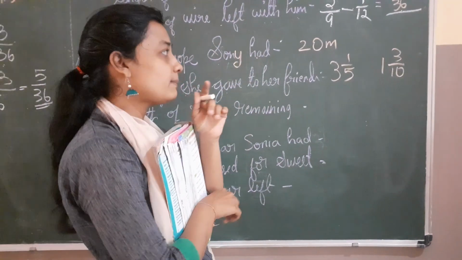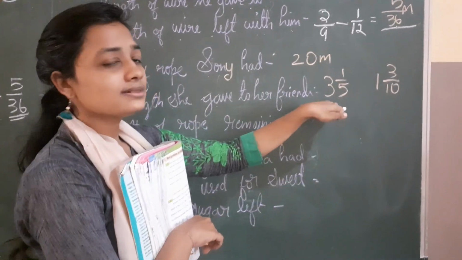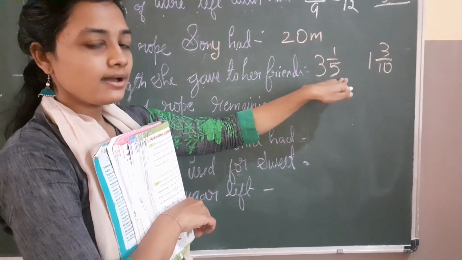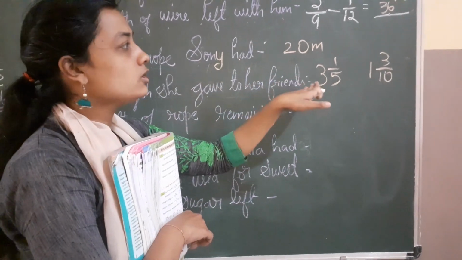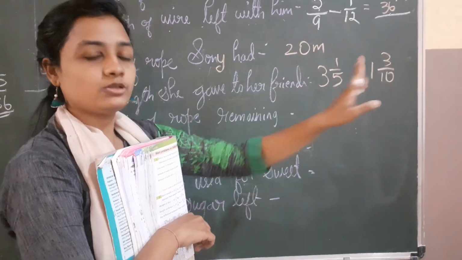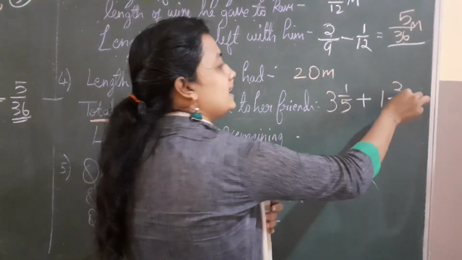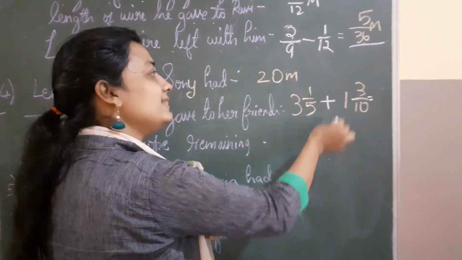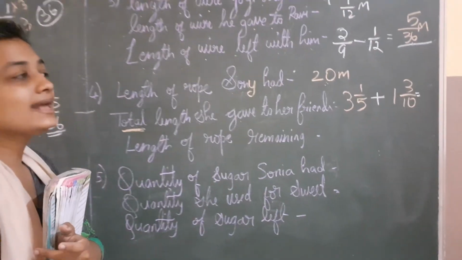When I want to subtract some number from 20, I have to add these, get my total answer, and that answer I should subtract from 20. Because both the ropes she gave away. So, what I'll do, I'll add them first, get my answer, and then I'll subtract it from 20. So, first let's add them.